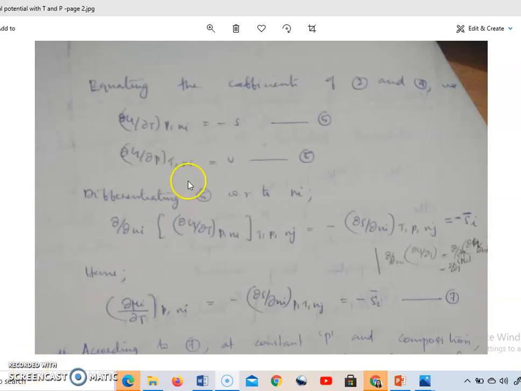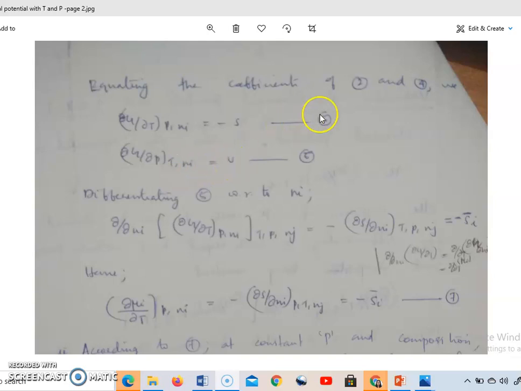Now have a look at equations 2 and 4. We are going to equate the coefficients of equations 2 and 4. So we get dou G by dou T at constant pressure and Ni, which is equal to minus S. Here we have equated dT terms, right? By equating dP terms, we get dou G by dou P at constant temperature and Ni, which is equal to V.